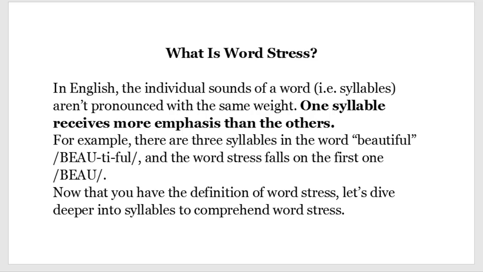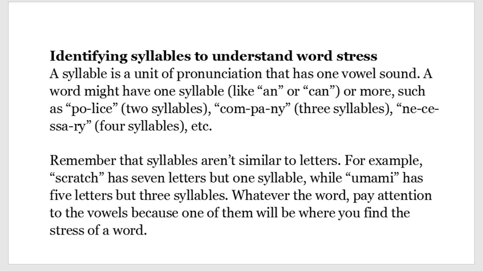Now that you have the definition of word stress, let's dive deeper into syllables to comprehend word stress. Identifying syllables to understand word stress. A syllable is a unit of pronunciation that has one vowel sound. A word might have one syllable, like an, or can, or more, such as police, 2 syllables, company, 3 syllables, necessary, 4 syllables, etc.